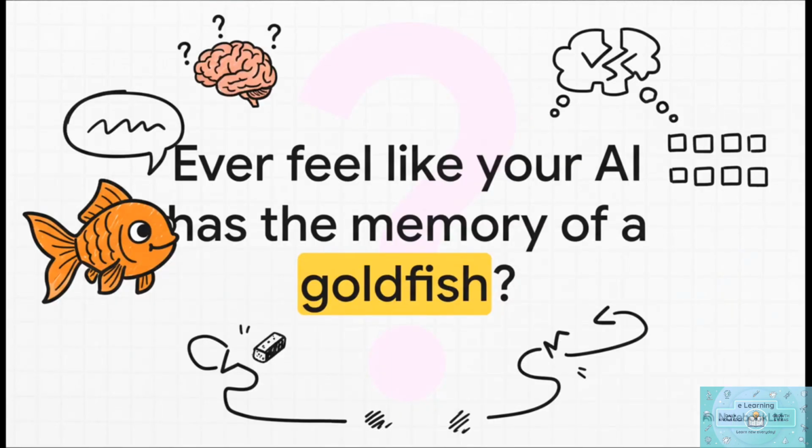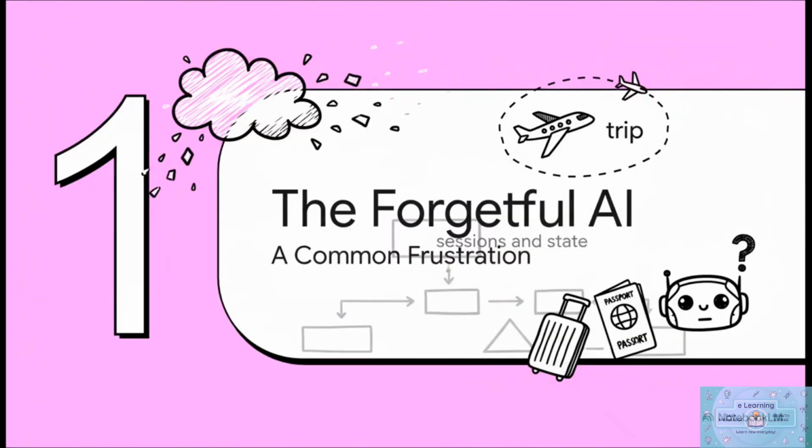You're in the middle of a great chat with an AI, you're making progress, and then poof. On the very next prompt, it has no clue what you were just talking about. It's such a common and, let's be honest, super frustrating problem. So let's see this memory loss in action. We're going to walk through a classic example with a little trip planning agent that really highlights the issue perfectly.